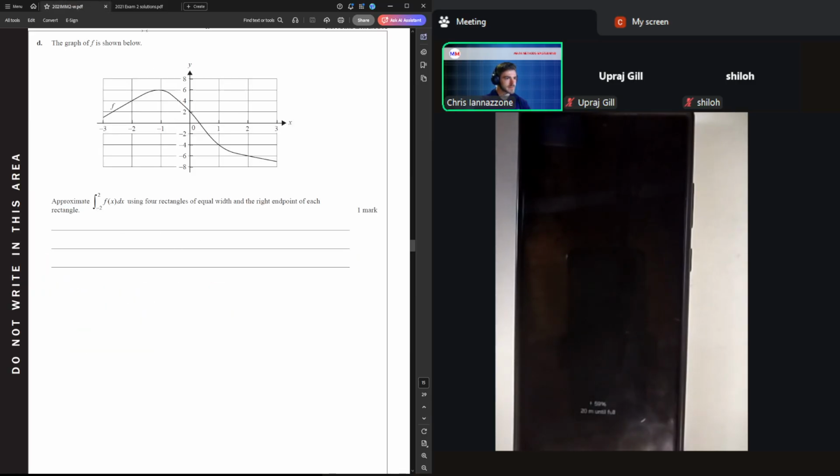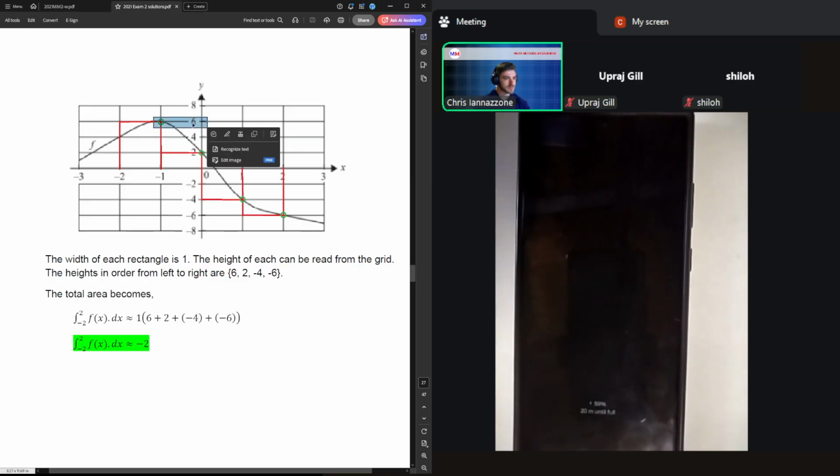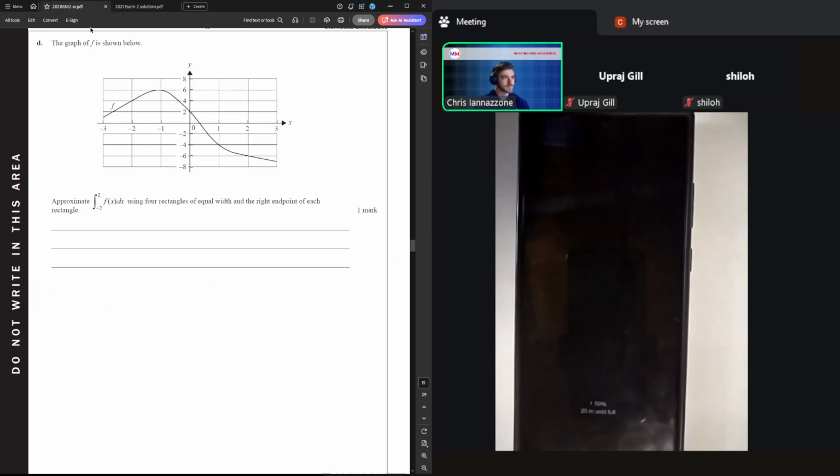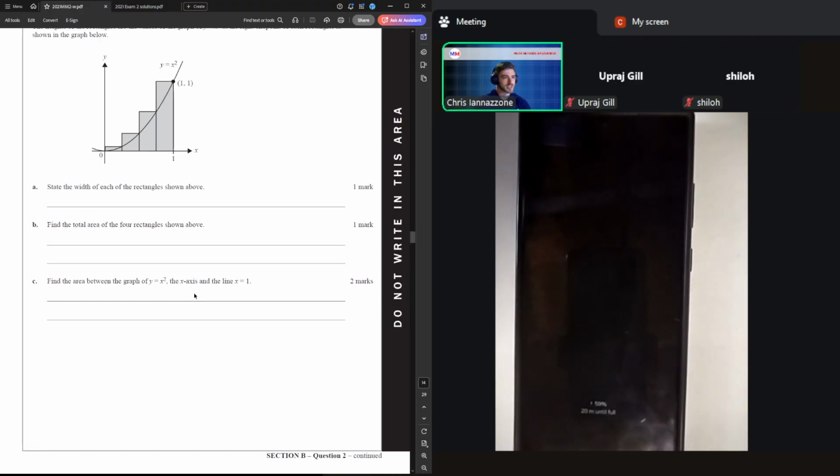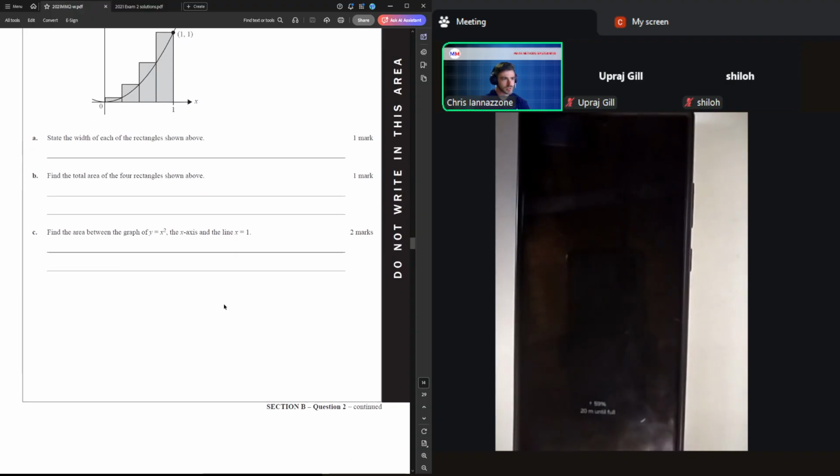Nice. And for that one, all you're doing is reading off of the grid lines. So you can see that's going to be the 6, that's going to be the 2. There's a -4, there's a -6. You can just read those off of the grid lines. If you didn't have grid lines, but you did have the rule of the function, you would basically be doing a repeat of this one, essentially.